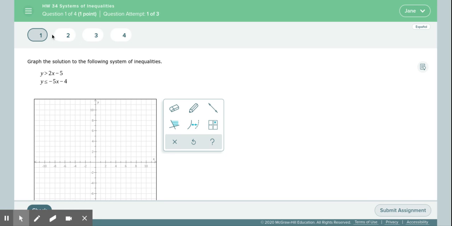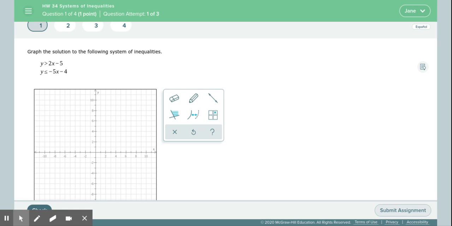All right, so this systems, notice that there are only 4 questions on this assignment. Don't get too excited about that. It just means that there's going to be a little bit more work involved when it comes to solving by graphing the system of inequalities.